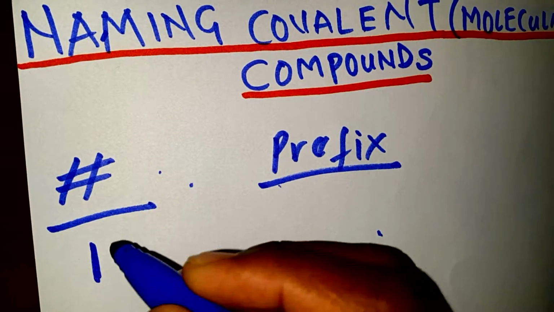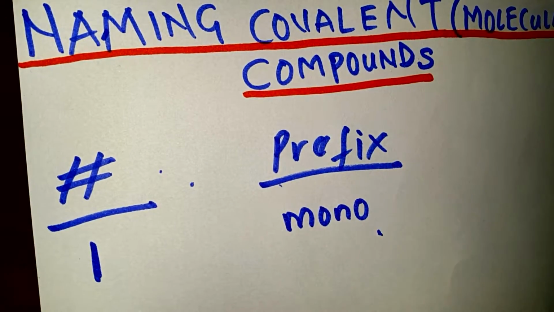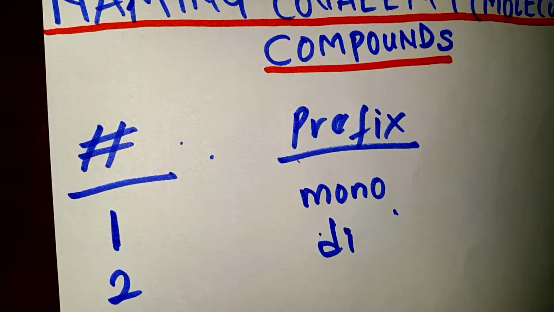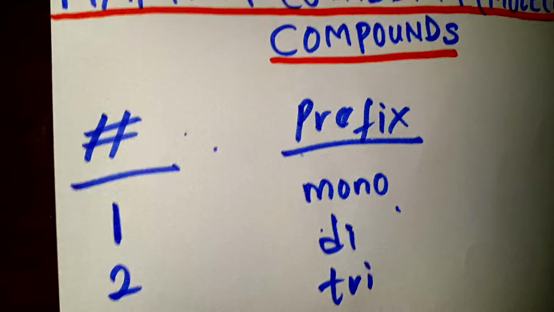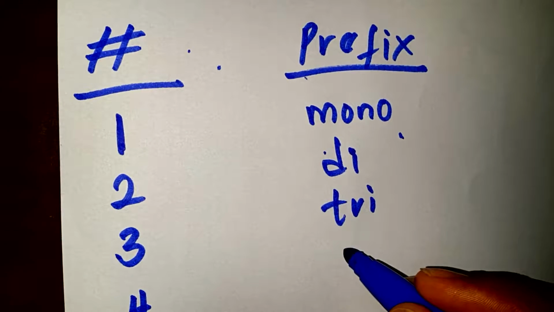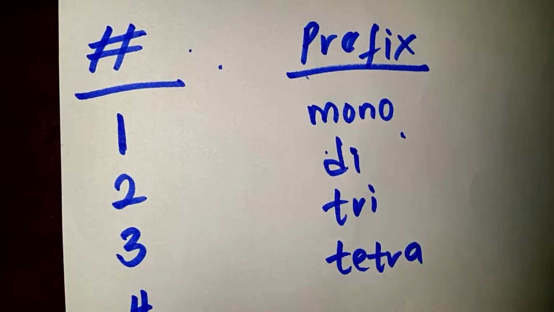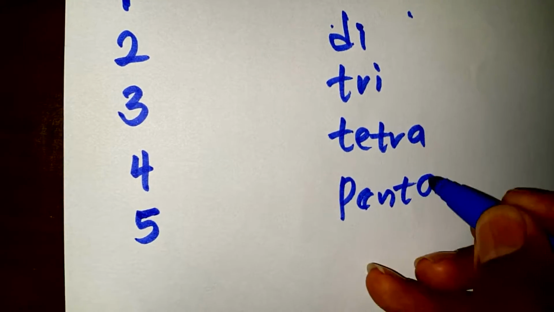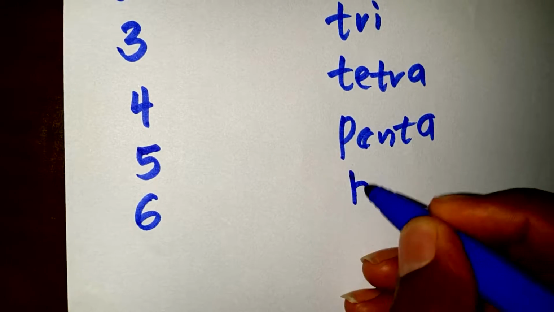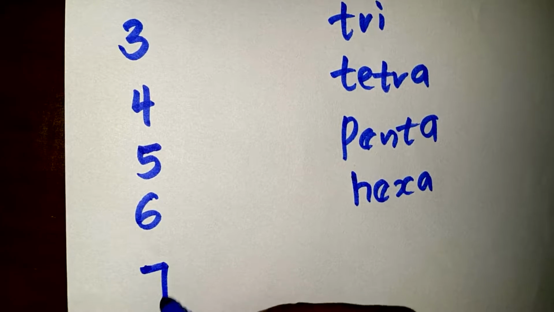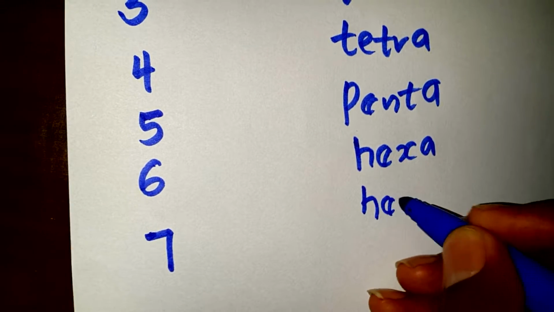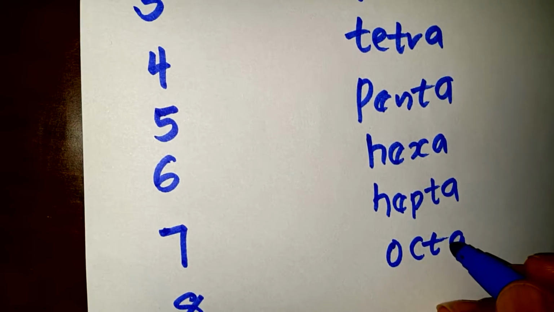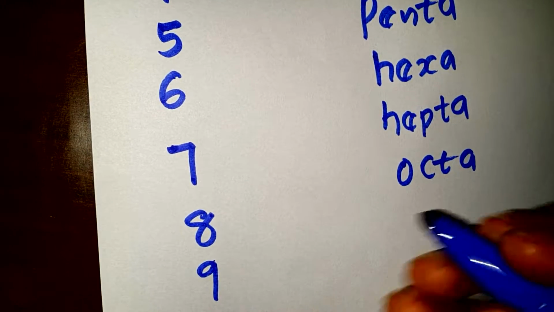If you have one, it is called mono. 2 is called di. 3 is called tri. 4 is called tetra. 5 is called penta. 6, hexa. 7, hepta. 8, octa. 9, nona.